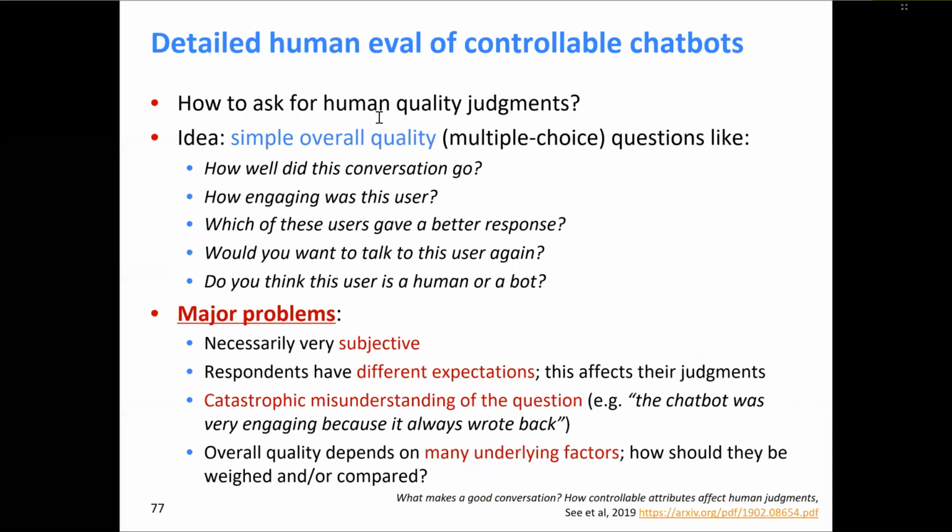And then for the human quality judgments, we try to make it as objective as possible, right? So one way to do that is we make the questions more specific, right? For example, these are more like overall quality questions, right? Like how engaging is this, which of these gives a better response? Do you think it is a human or a bot? So it's a very general type of question. The major problem with asking questions in a survey like this is the response can be very subjective and people can have different expectations. So it means that we need to ask more specific questions instead of these more general questions.